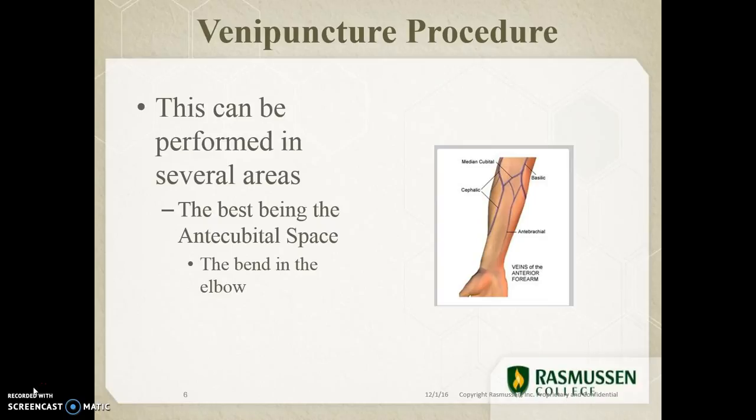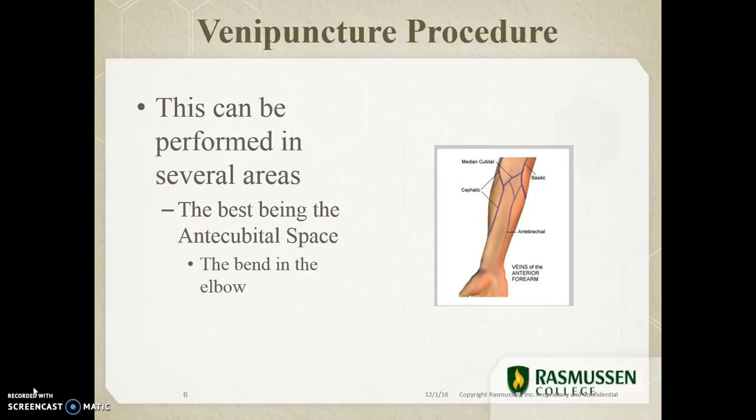It's found directly in the middle of your antecubital space. Your cephalic vein is the second most common that we will use. It's not as large, but it is still well anchored. This can be found on the outer edge or the thumb side of your antecubital space.